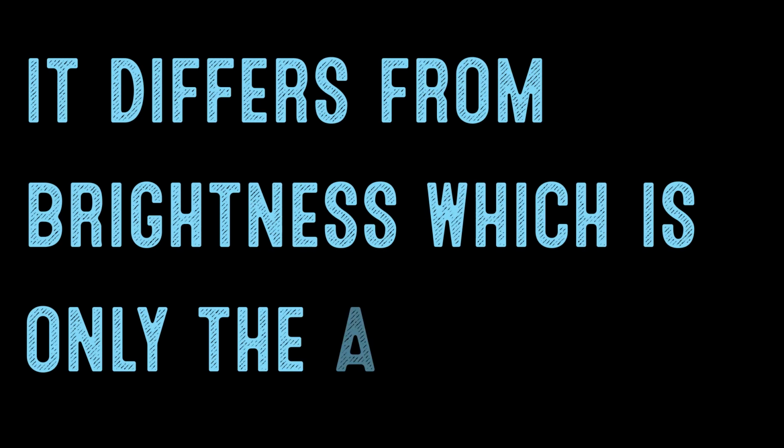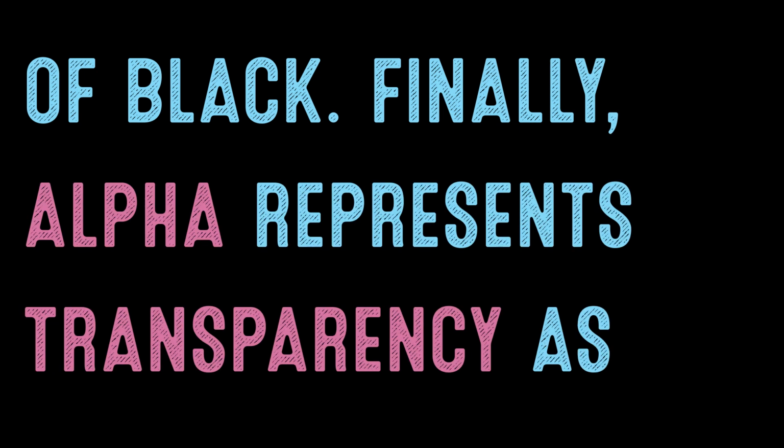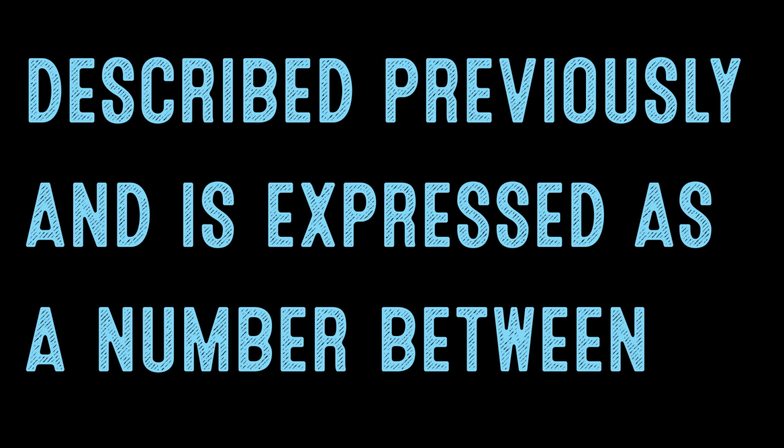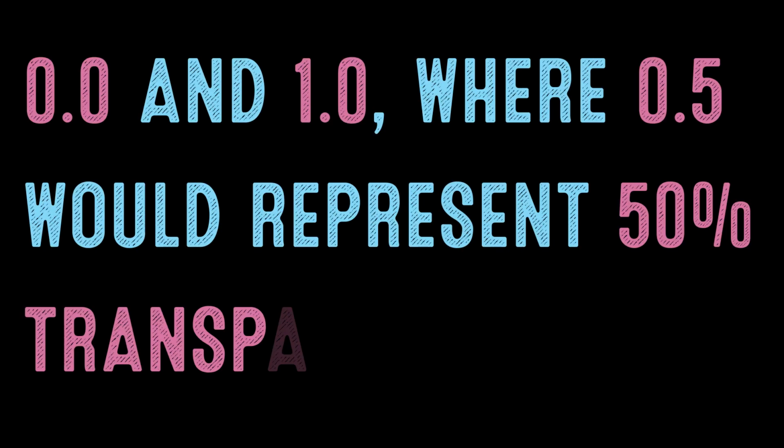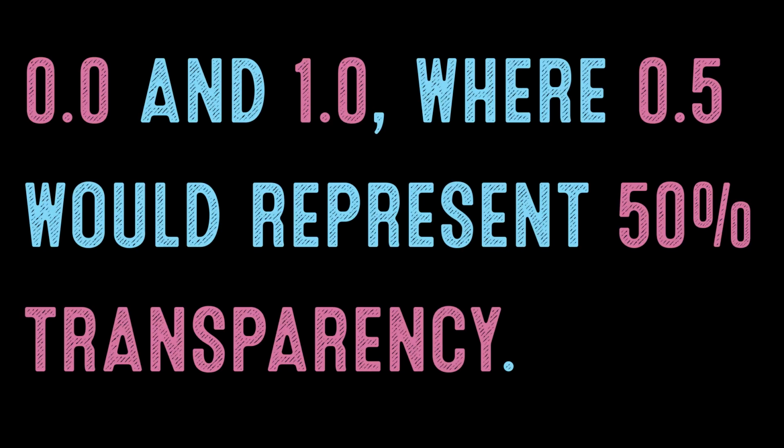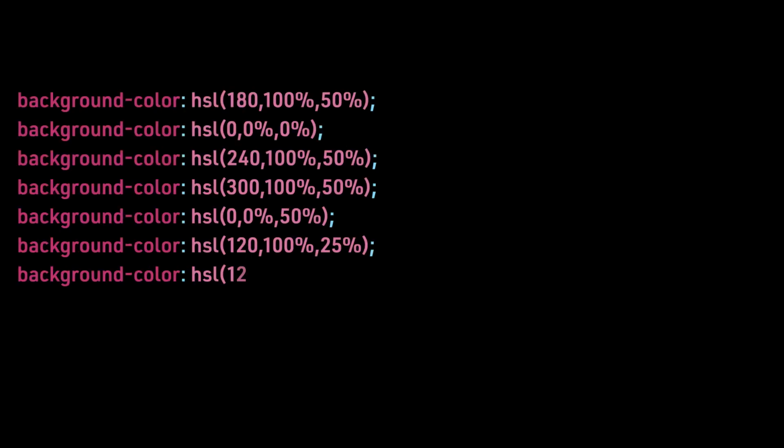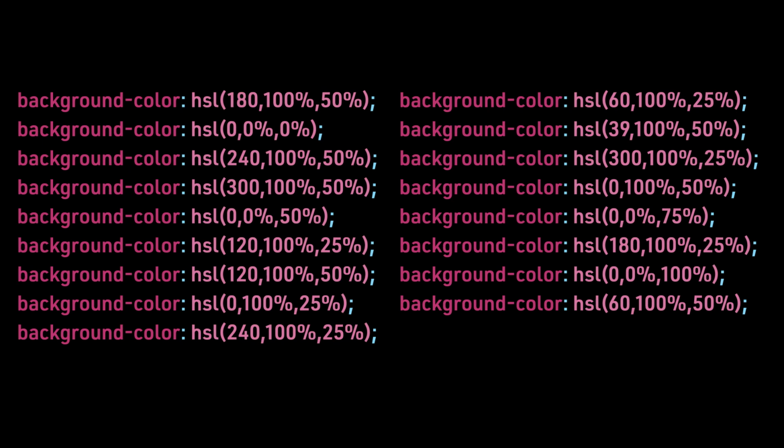It differs from brightness, which is only the addition of black. Finally, alpha represents transparency, as described previously, and is expressed as a number between 0.0 and 1.0, where 0.5 would represent 50% transparency. Here are the 17 standard colors using the HSL color space.